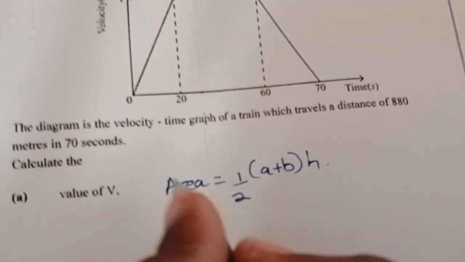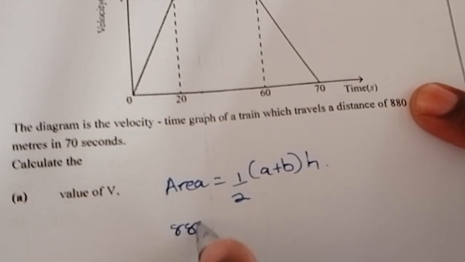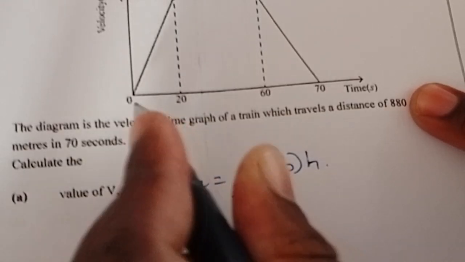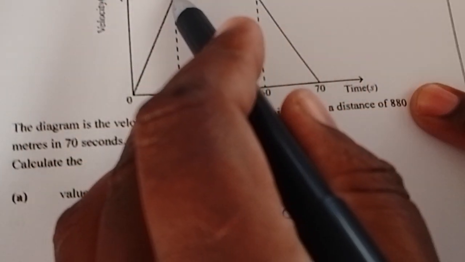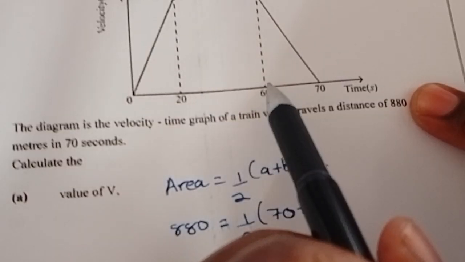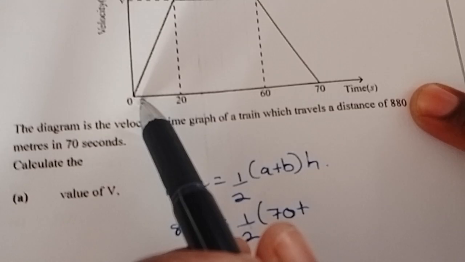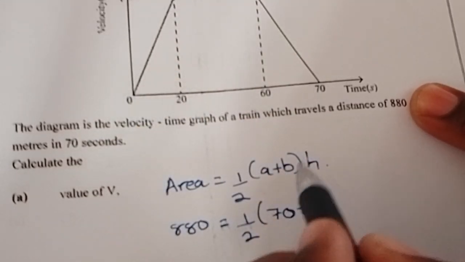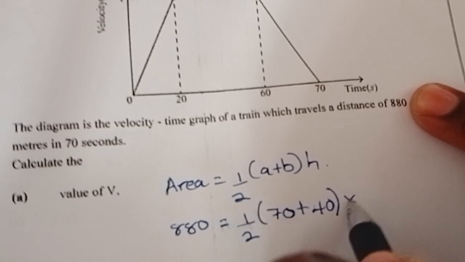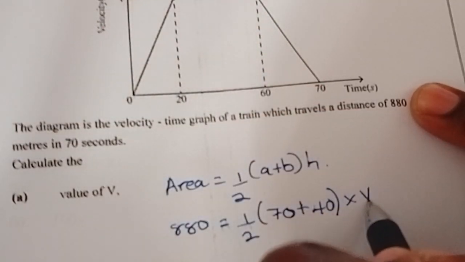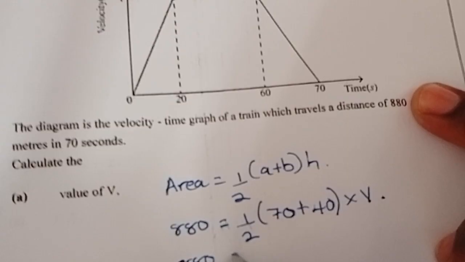So we have our area, 880, is equal to half. What is our a? 70. Plus b, it's 60 minus 20, the distance from there to there, it's 60. Then we subtract this part. So it's 60 minus 20 to get 40, times our height. From there to there, it's v. So 880 is equal to half of 70 plus 40, it's 110 times v, 110v over 2.